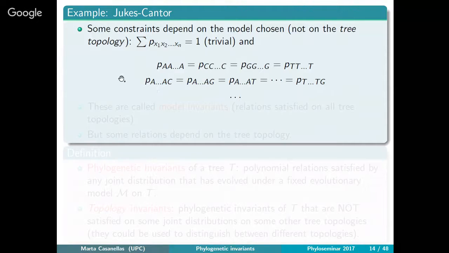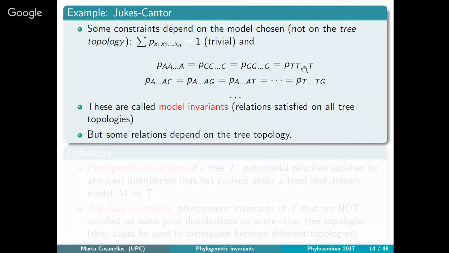The same here. The probability of observing A's at all leaves except 1 is the same whether I observe instead of A, I observe T, because the root distribution was uniform and the substitution matrices just had one parameter for no mutation and one parameter for mutation. So these equalities hold whatever the parameters of the substitution matrices are.